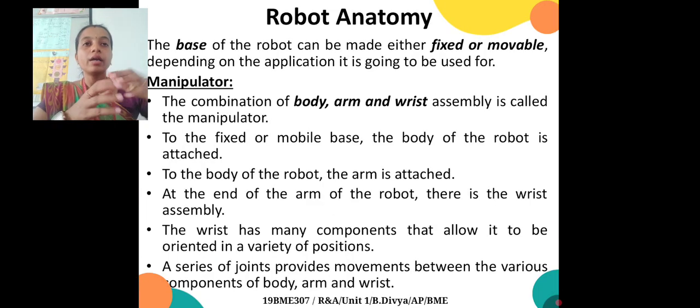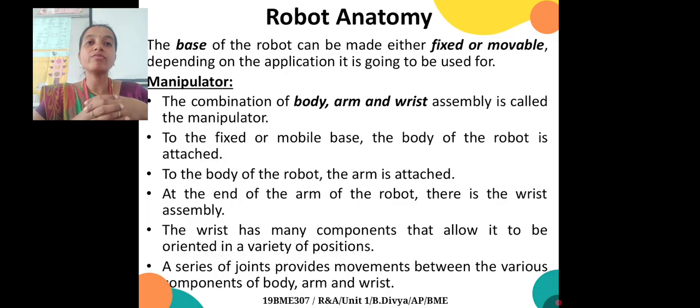Now, robot anatomy. First, the base of the robot can be made either fixed or movable depending on the applications it is going to be used for. Generally the base of a robot can be either fixed or movable, which specifically depends on the application of the robot, which is designed accordingly.